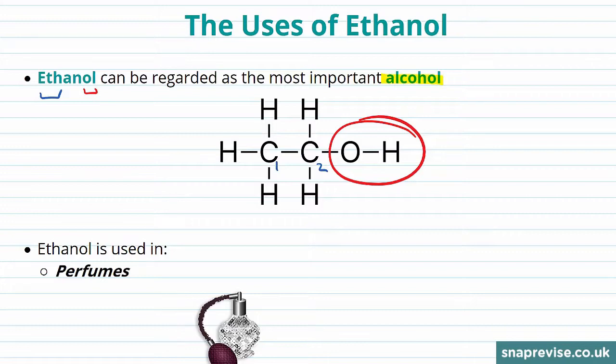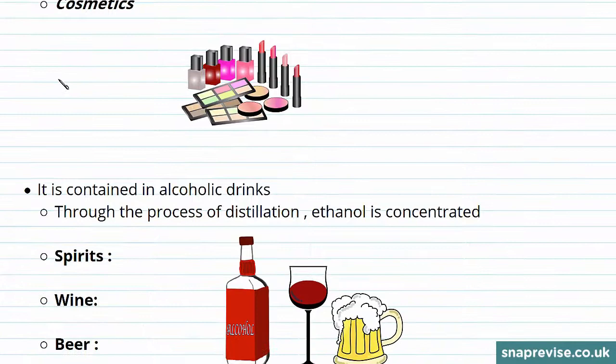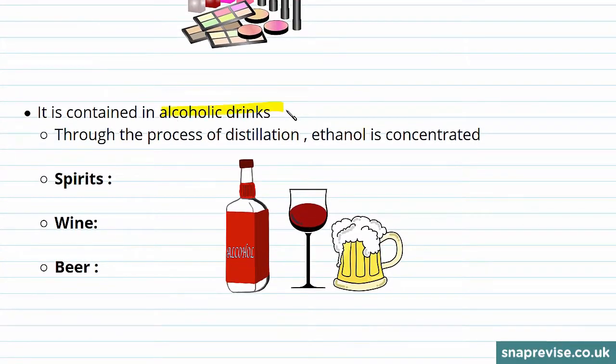Ethanol is hugely useful. It's used in perfumes and cosmetics, and it's contained in alcoholic drinks. Now, through the process of distillation, our ethanol can be concentrated, and we'll find that drinks such as spirits will contain about 40% ethanol, wines contain about 12% ethanol, and beers around 5% ethanol.